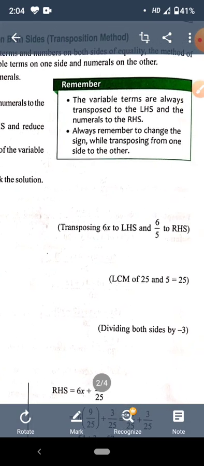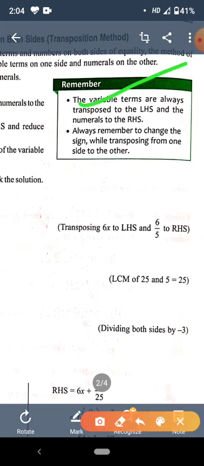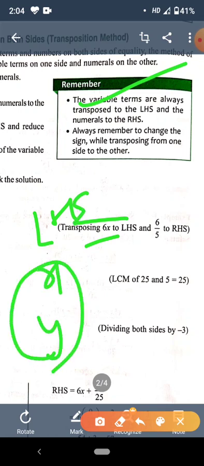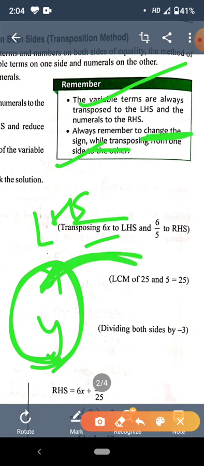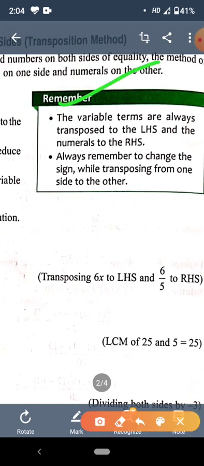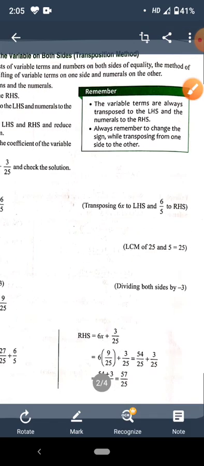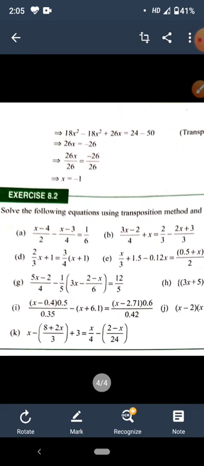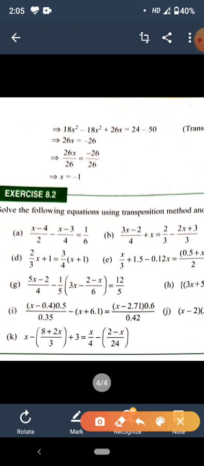Remember, the variable terms are always transposed to the left hand side. Always the variable, x, y, whatever it is, should be on the left side. Always remember to change the sign when you change the side. So you have to remember that the variable should be on the left hand side and the numerals on the right hand side, and whenever you transpose, you change the sign, plus to minus. So you can try this exercise. We will solve some of the questions today in the video.